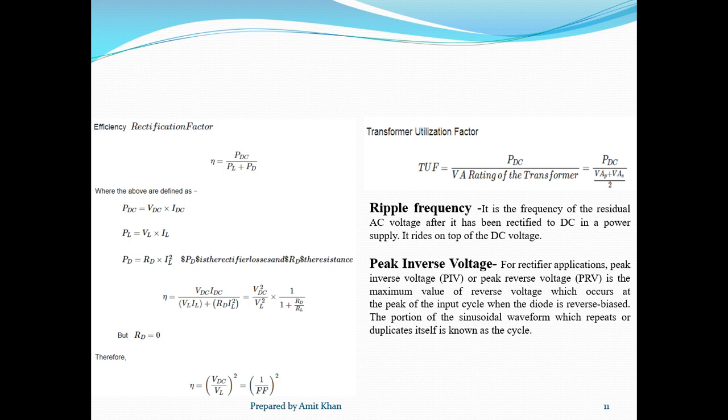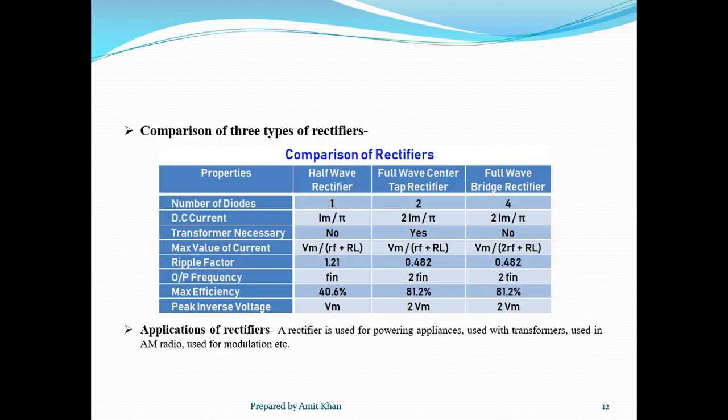Then comes peak inverse voltage. For rectifier applications, peak inverse voltage, that is PIV or peak reverse voltage or PRV, is the maximum value of reverse voltage which occurs at the peak of the input cycle when the diode is in reverse bias condition. The portion of the sinusoidal waveform which repeats or duplicates itself is known as the cycle. Next comes the comparison of three types of rectifiers.